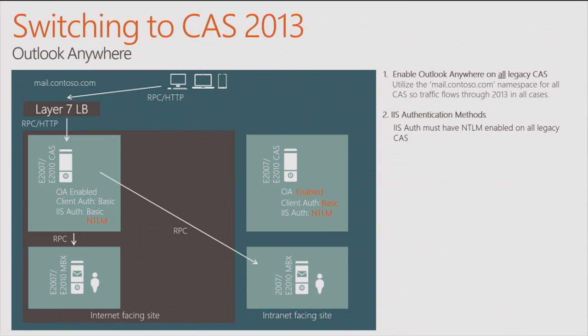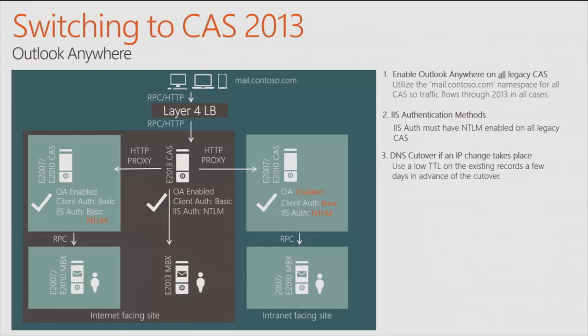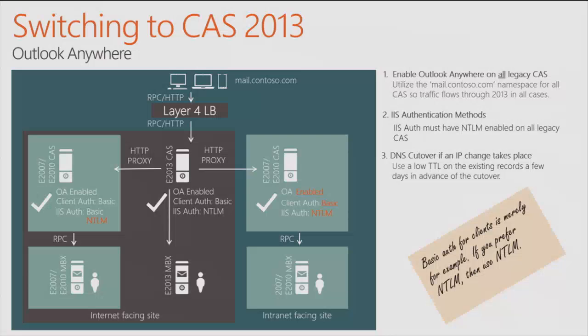And then there's the DNS switch overnight. All right, so our DNS cutover. In our case, we're switching over to a layer 4 load balancer with no affinity rules in place. So we're actually switching IPs, so we changed DNS. And now we come through, we hit our 2013 CAS, and it proxies us off to the appropriate location. It'll either proxy to a CAS in the same site for a 2010 user, or it'll proxy directly to a CAS in a non-internet facing site to get that user to their mailbox server.